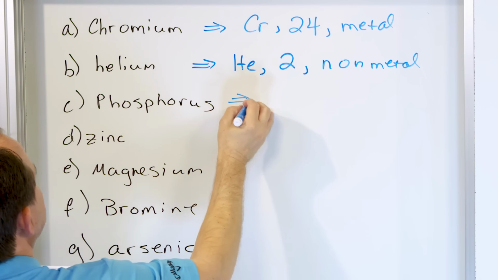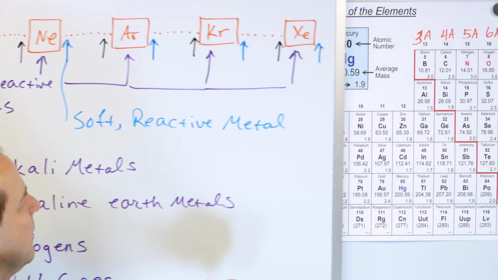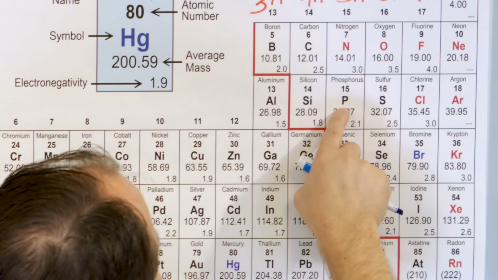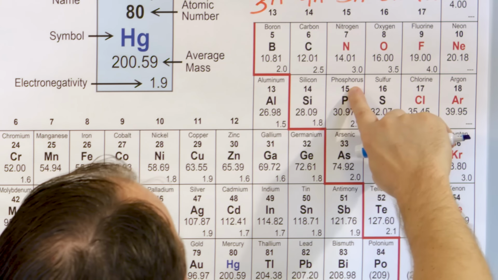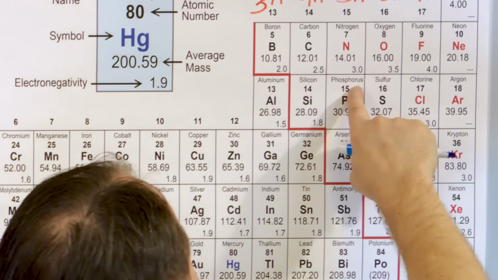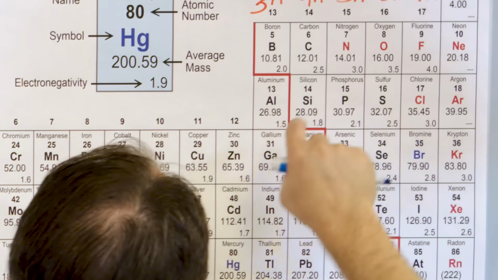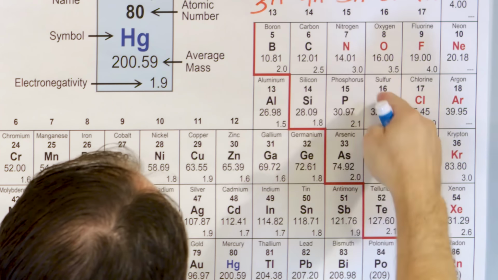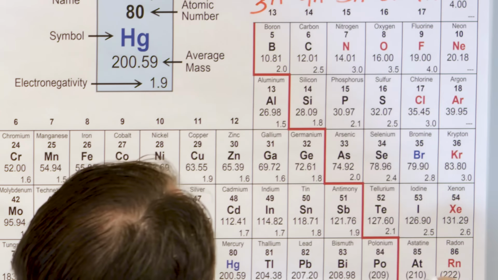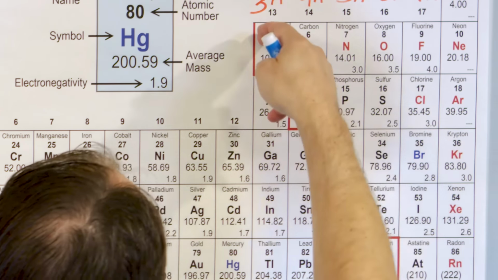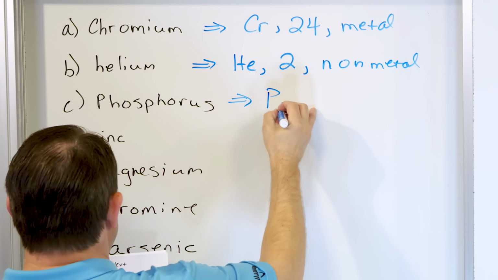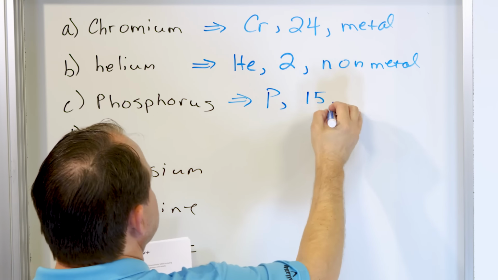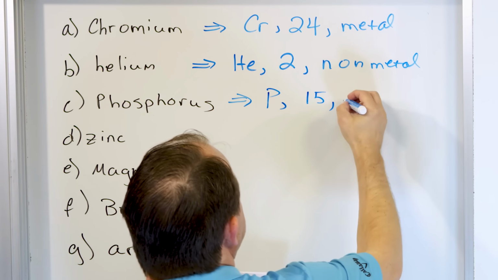Right? Next one, let's take a look at phosphorus. Phosphorus, right here, says phosphorus. Symbol is P. The atomic number is 15. And so that means 15 protons in the nucleus and 15 electrons surrounding the nucleus. And it's a non-metal because it's to the right-hand side of the periodic table. It's not really on the border here, so it's not a metalloid. It is a non-metal. So symbol is P, and there are 15 protons in the nucleus, atomic number 15, and it's a non-metal.